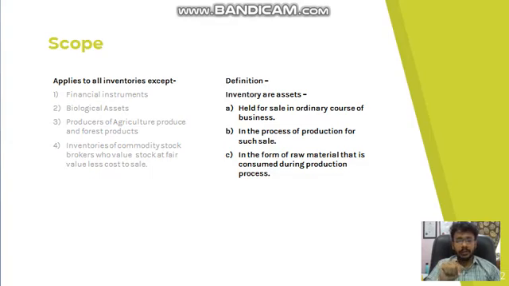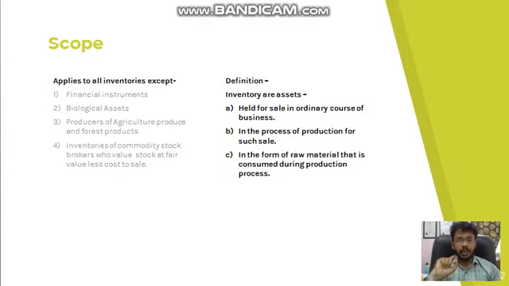It includes everything except financial instruments in terms of shares, stocks, equity method based valuations, and biological assets. Now this is something new. Biological assets are covered under Indian Accounting Standard 16, that is property, plant and equipment, or Accounting Standard 10. Also excluded are producers of agriculture produce and forest products.